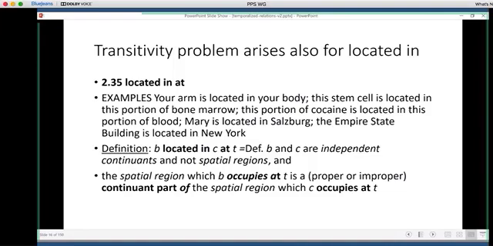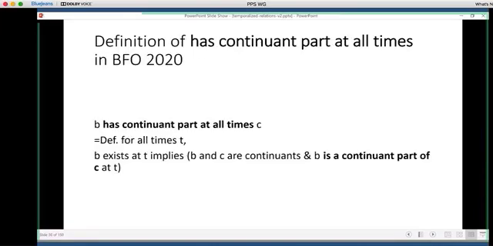All right, this is the definition of has continuant part of at all times in BFO 2020. To say that B has continuant part at all times C is to say that B exists, and for all times T, if B exists at T, then B is a continuant part of C at T, and for sometimes similarly. Now, we'll very rarely want to use this relation. We would want to use it for brains of humans. We might want to use it for certain essential parts of machines.